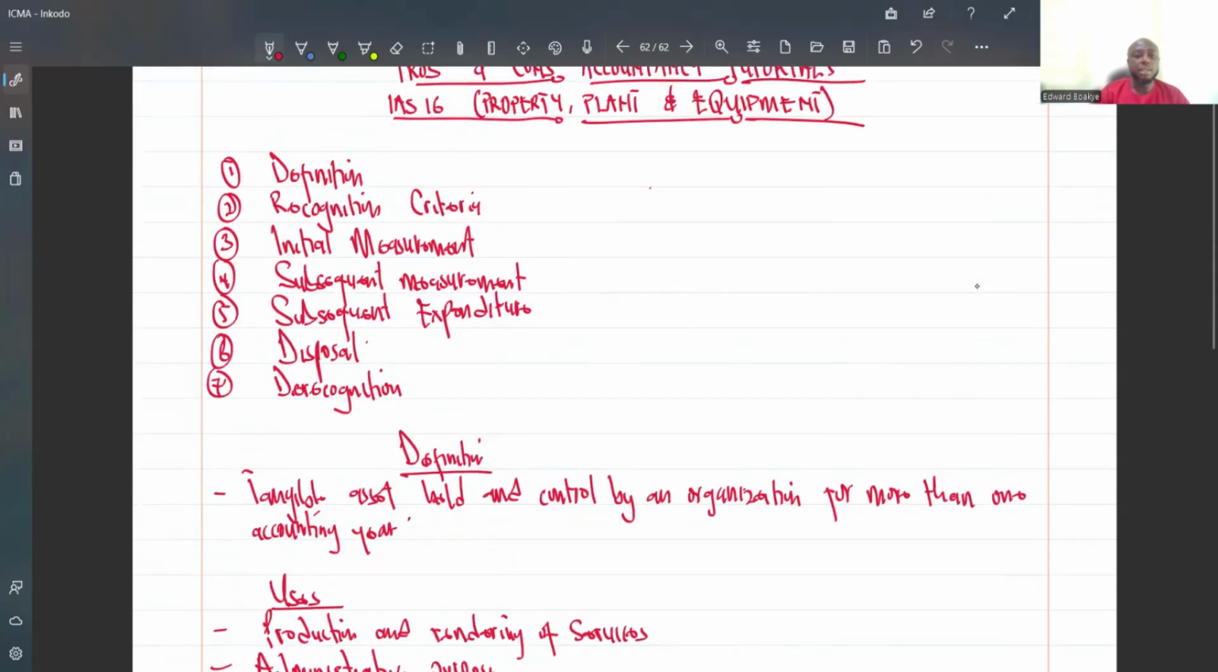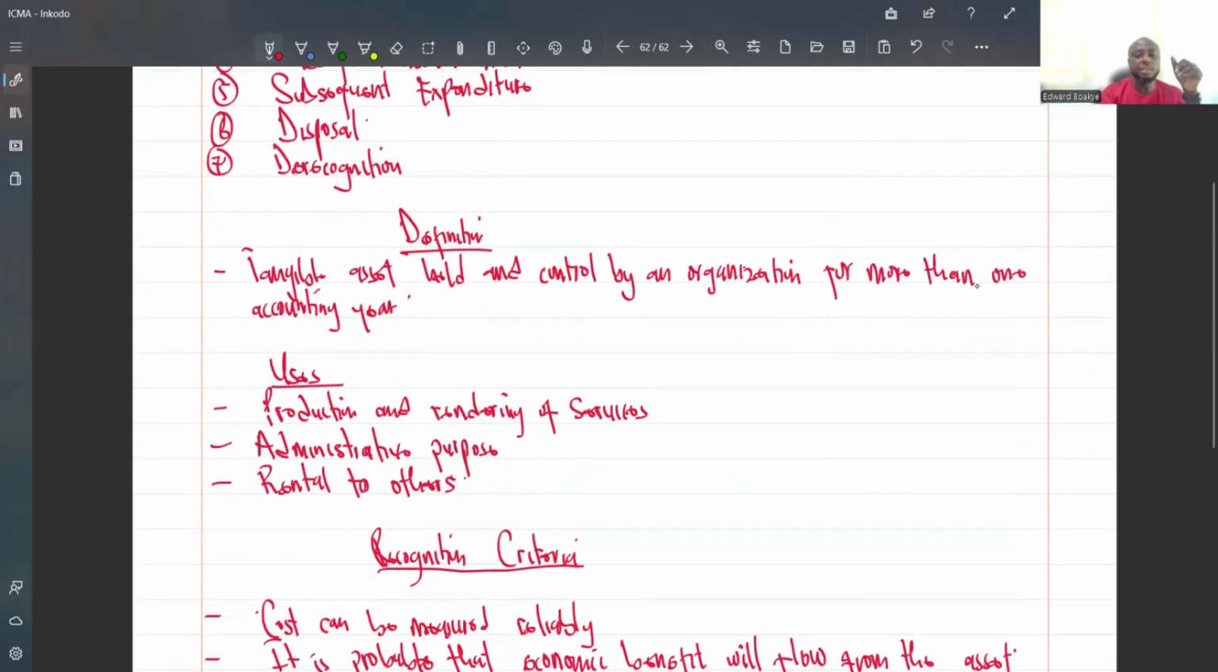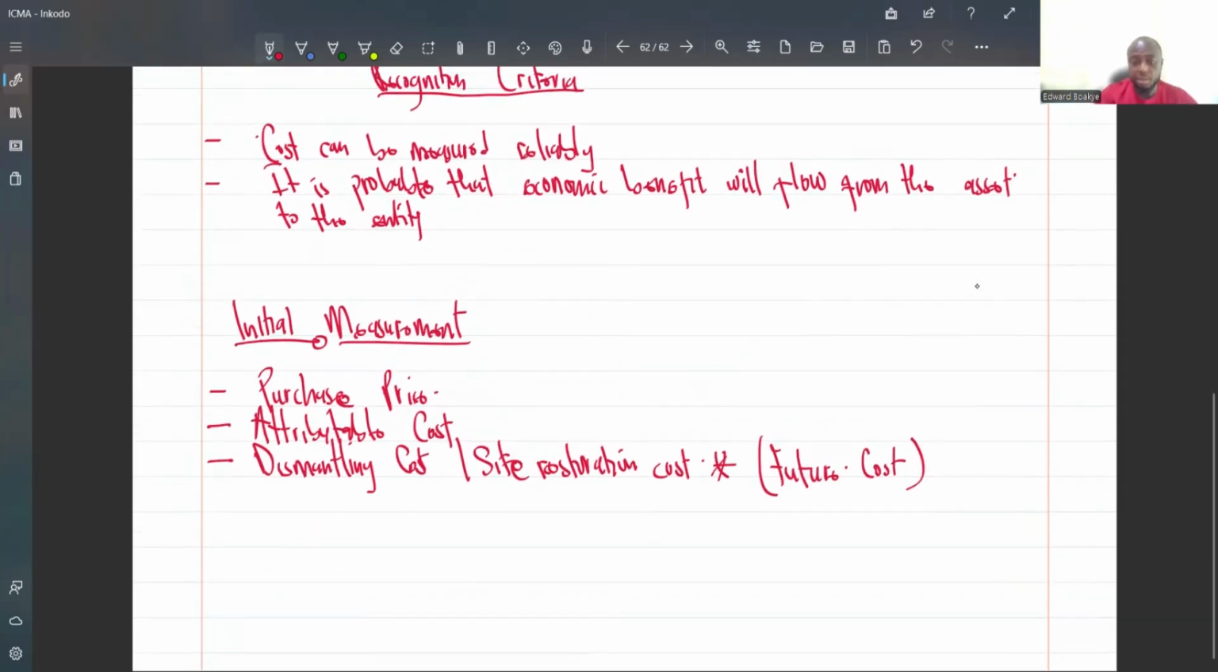Now let's look at the next one, which is the subsequent measurement. With the subsequent measurement, PPE has two models that it uses for subsequent measurements. And the models are the cost model and the revaluation model.